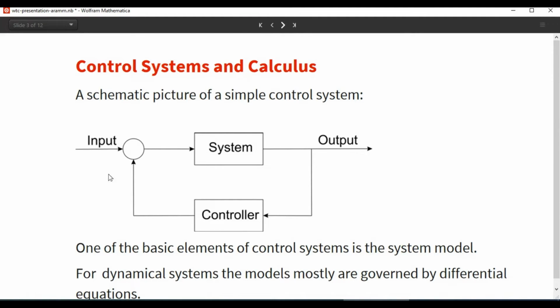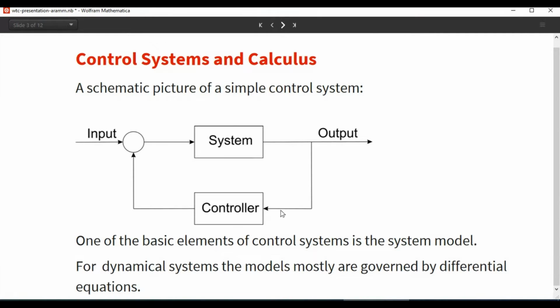We have an input here, which goes to a system model, and the system model generates some output response. We also have a controller, which checks the output and makes changes in the input in order to achieve, for example, more stability or accuracy or optimization or something else of the system model. And here, one of the most important elements of this control system is the system model. And for dynamical systems, these system models mostly can be governed by differential equations.